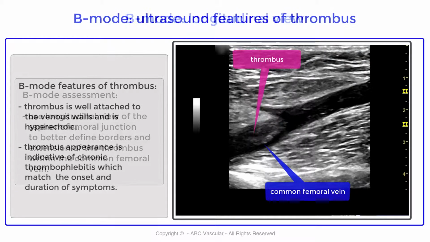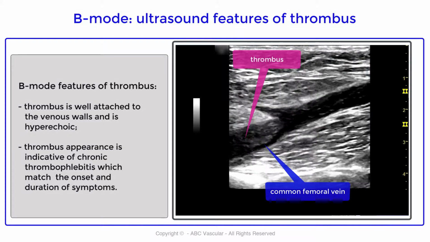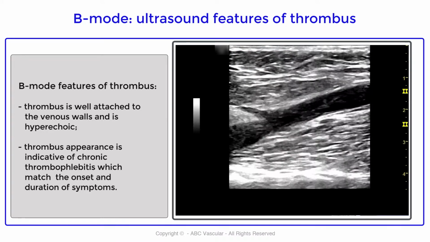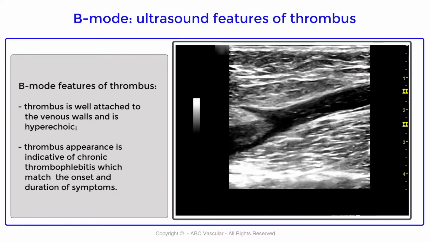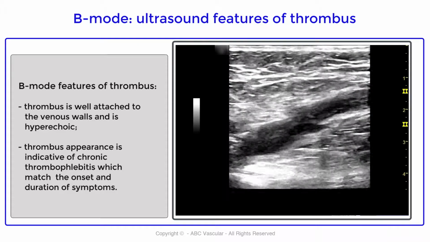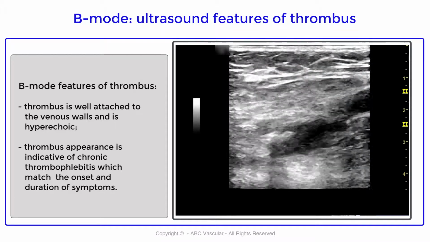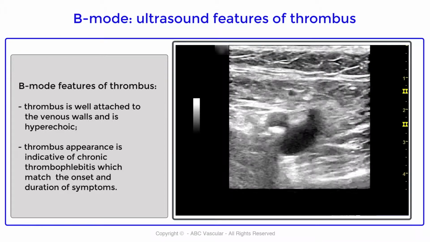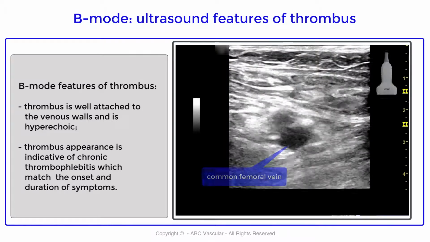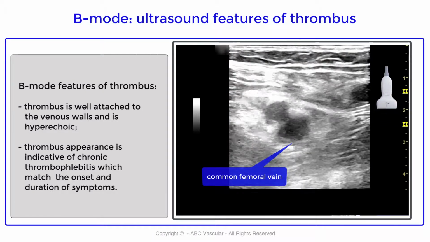As the thrombus within the common femoral vein was limited to the region adjacent to the saphenofemoral junction, it was considered as an extension of the great saphenous vein thrombosis. The distal region of the common femoral vein was patent and compressible.